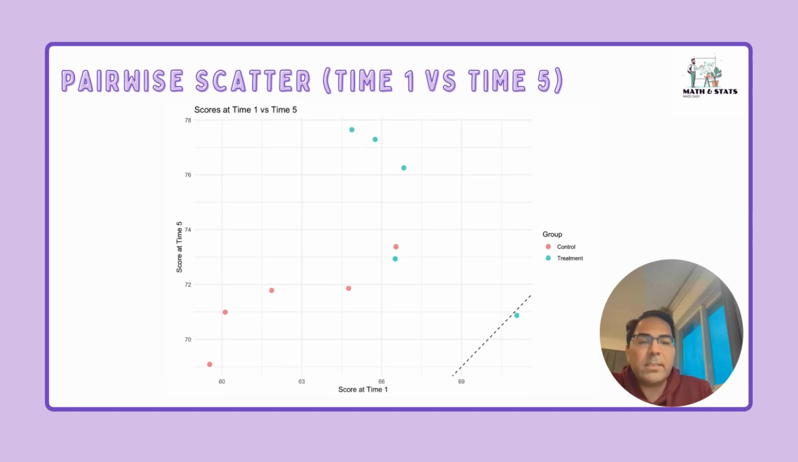Next, we have scatter plots between early and later time points, which help visualize within-subject correlation. If subjects who start high tend to stay high, we will have a strong upward trend. But if points are more scattered, it suggests less consistent performance over time, which is a weaker correlation.